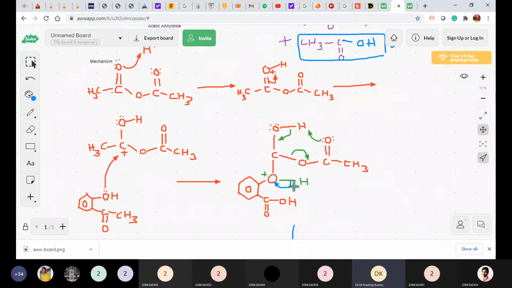Now this hydrogen is there, and since the oxygen has donated electrons, it will become a positive center, isn't it? Again, the oxygen will become a positive center. Positive charge will be there, isn't it? I want a response from you.